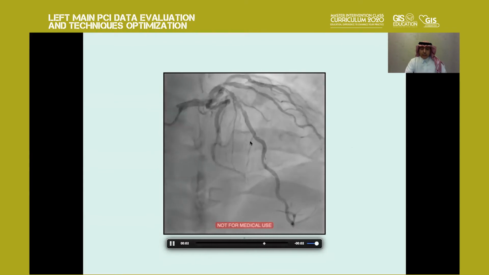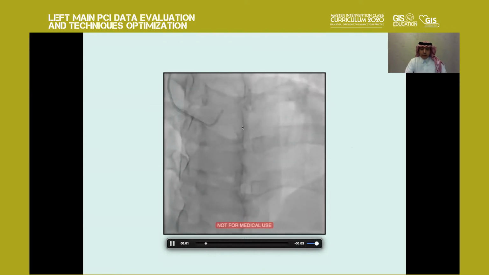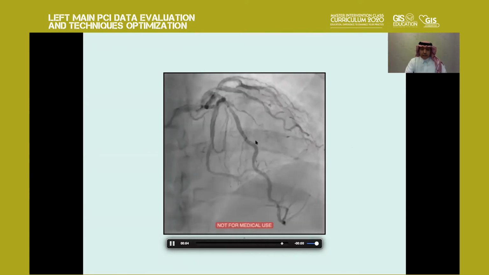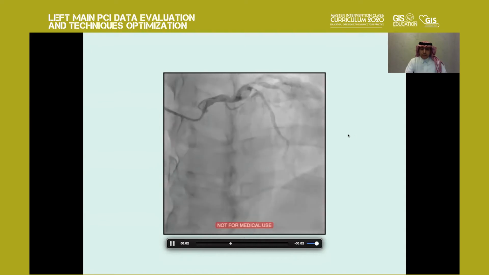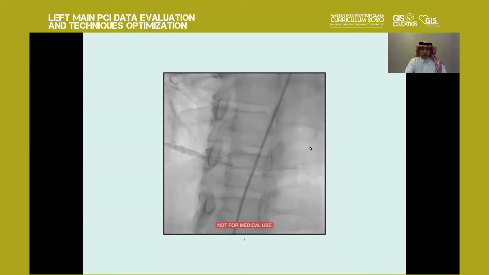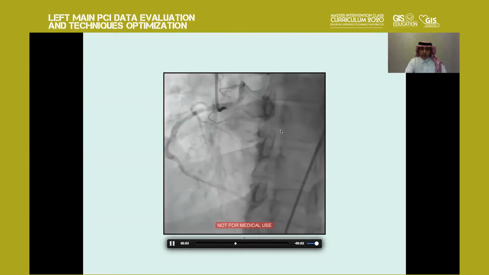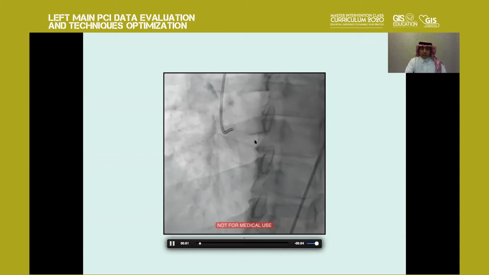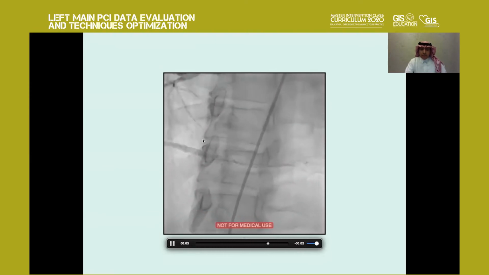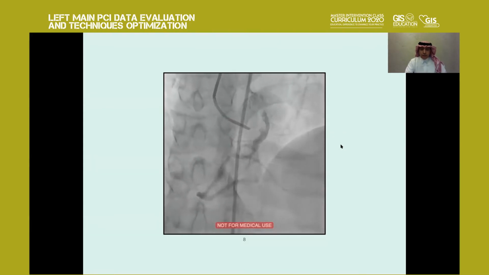Again, you can see this, it's a little bit crowded tree here, but you can still see that filling defect in the left main. In terms of his RCA, it looks anomalous actually. Probably the takeoff from the sinus, left sinus. It's a little bit tortuous, dominant vessel, but no flow limiting lesion. You can see it here again.